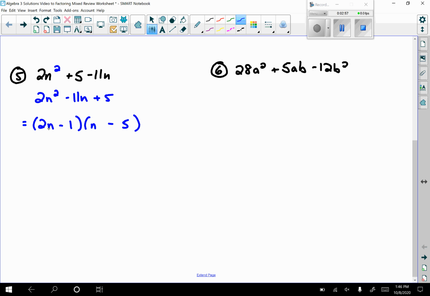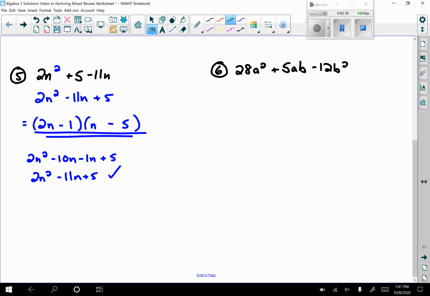So now, just to check this whole thing, 2n times 2n will give me 2n squared. On the outside I'm going to get a minus 10n. On the inside I'm going to get a minus 1n. And then last I'm going to get a plus 5. So this will become a 2n squared, there's my minus 11n in the middle, plus 5. So this is just a way to check, but this is our answer.